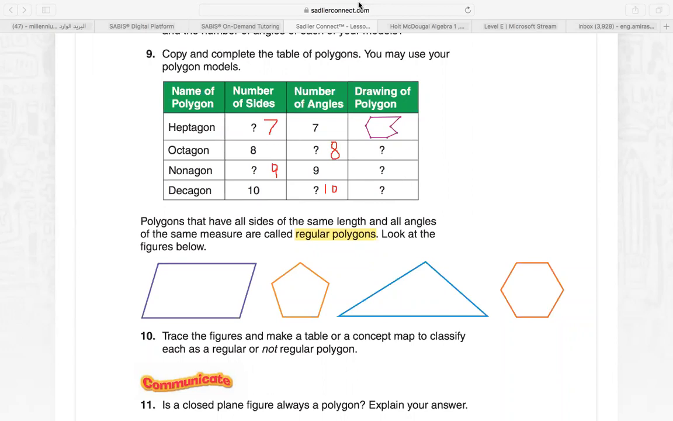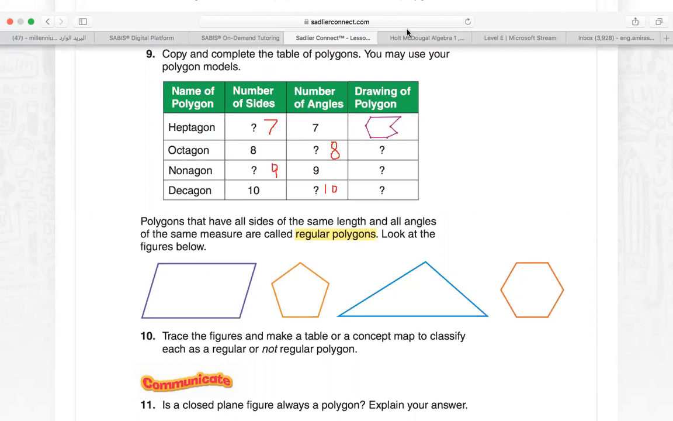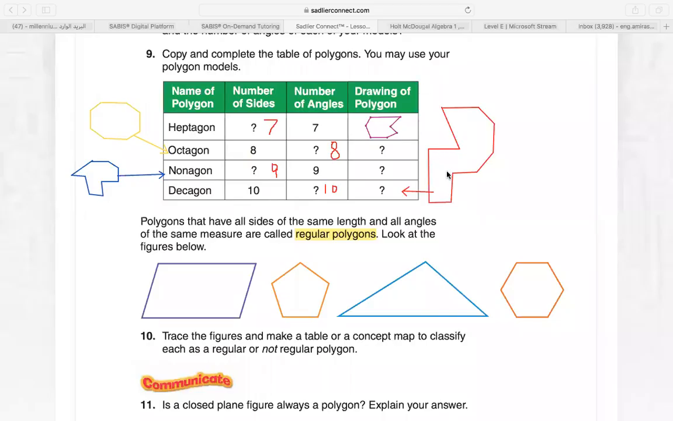Okay, let me try to draw one for you here. So now we draw a closed shape.